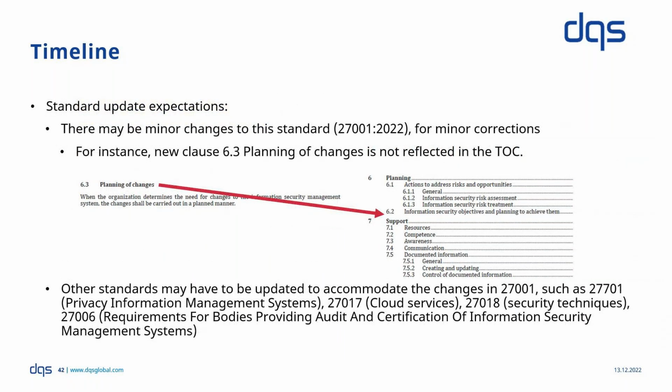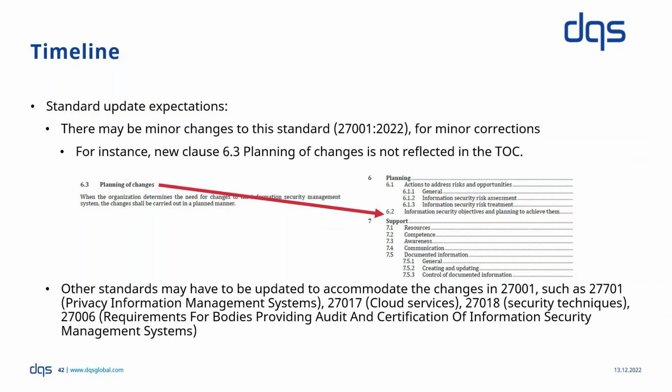Now you may see some more changes coming in, other changes that will not affect the timeline that was discussed in the previous slide. For example, the first bullet on this chart has an example of table of contents correction. The newly released 27001 standard body shows a new clause 6.3 that has been introduced, but the table of contents failed to capture it. So they may have to release a corrected version at some point. So if you hear the announcement of new updates to the standard, those will be minor changes and the timeline will not change.